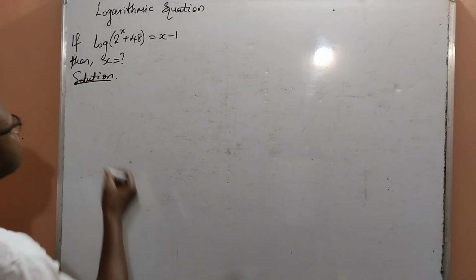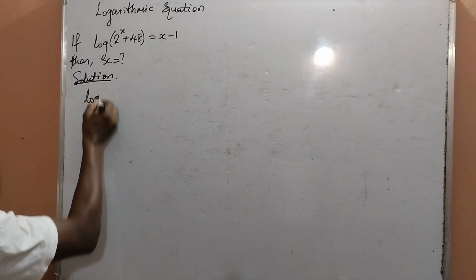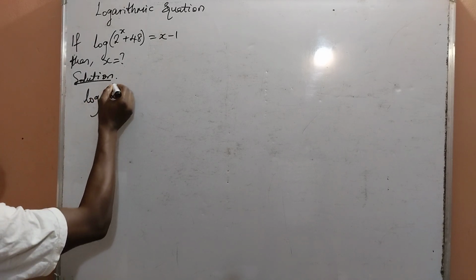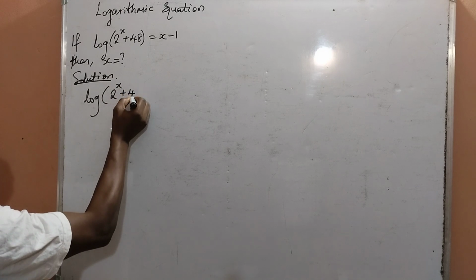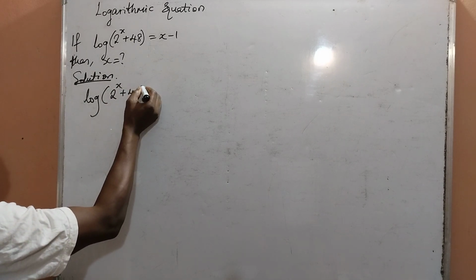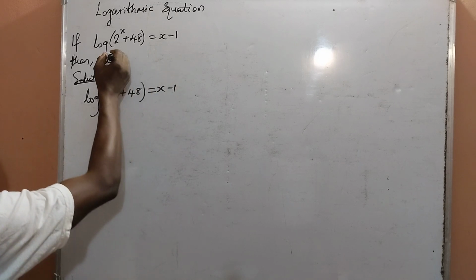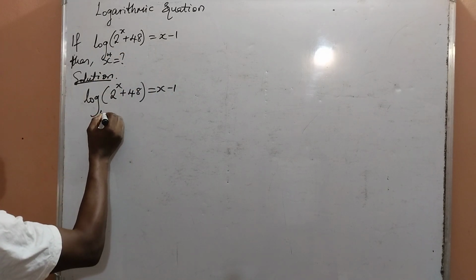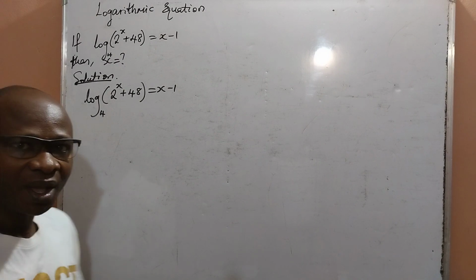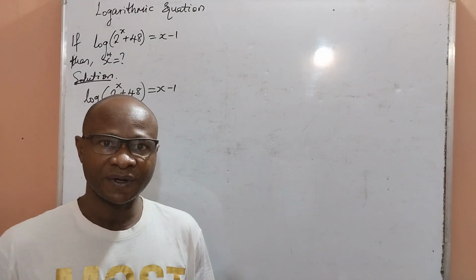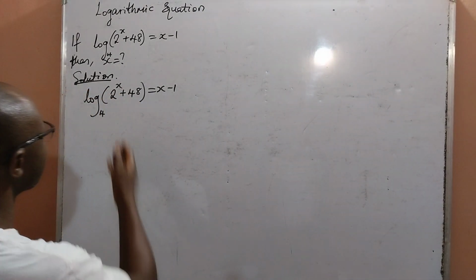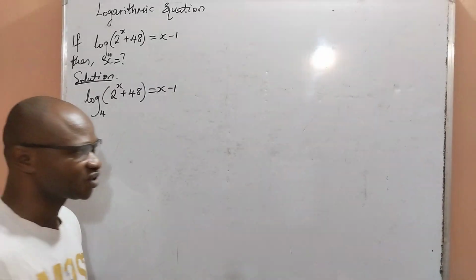I am given to solve the logarithm of 2 to the power of x plus 48 equal to x minus 1 to base 4. Okay, beautiful. The question is to the base 4, and we're looking at this by the definition of logarithms.